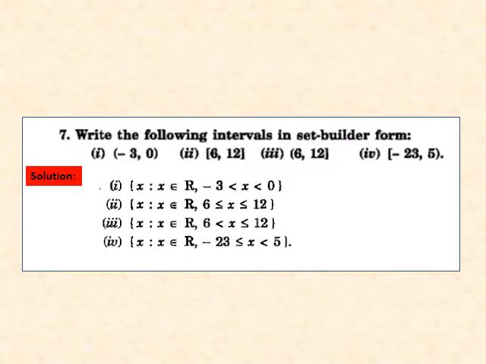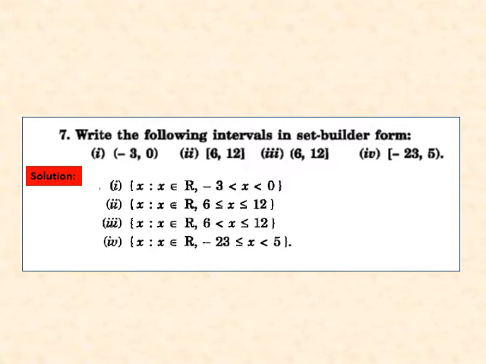Second, we have closed interval 6, 12. Closed means both will be included. So we will write it as the element x such that x belongs to real number and 6 is less or equal to x less or equal to 12. Clear? Third, we have open 6, closed 12. It means 6 is not included but 12 is included. So this will be written as x such that x belongs to real number R but 6 less than x less or equal to 12.